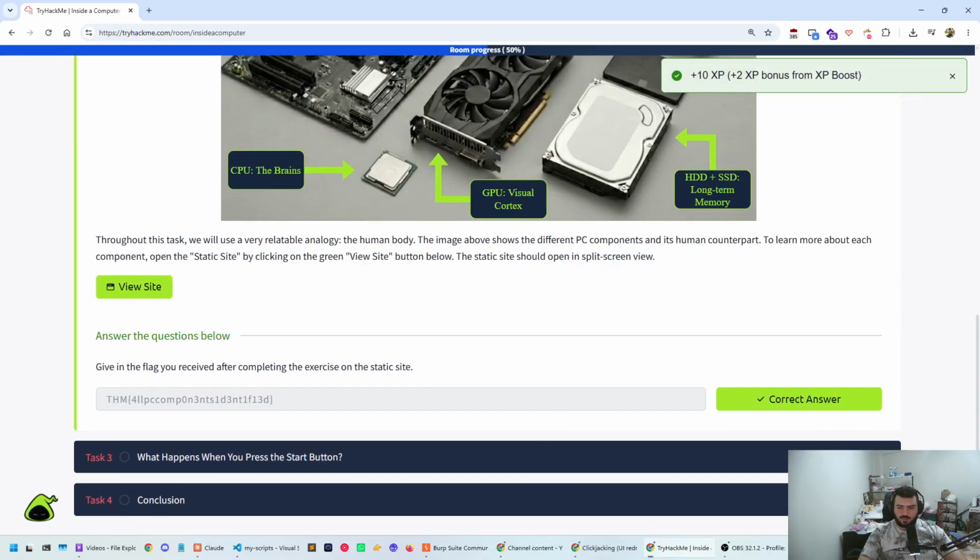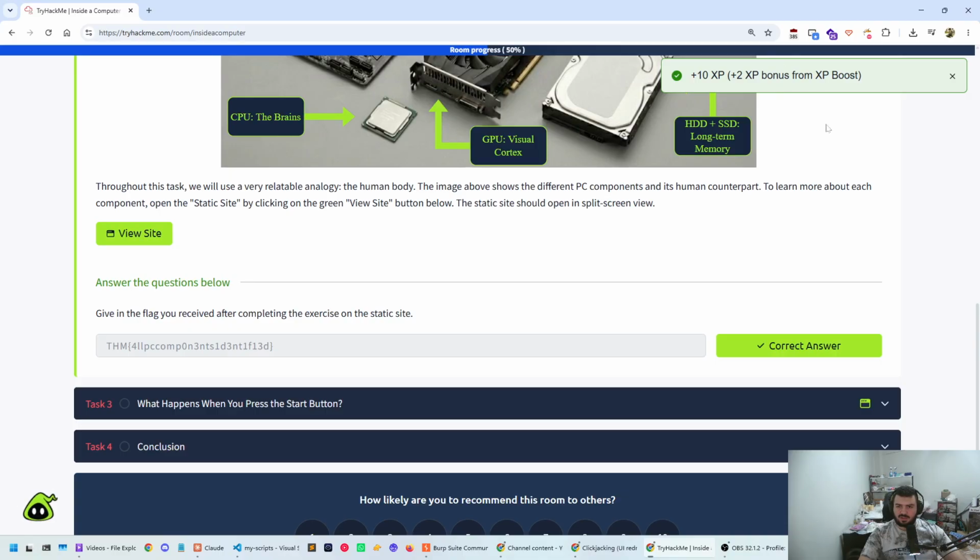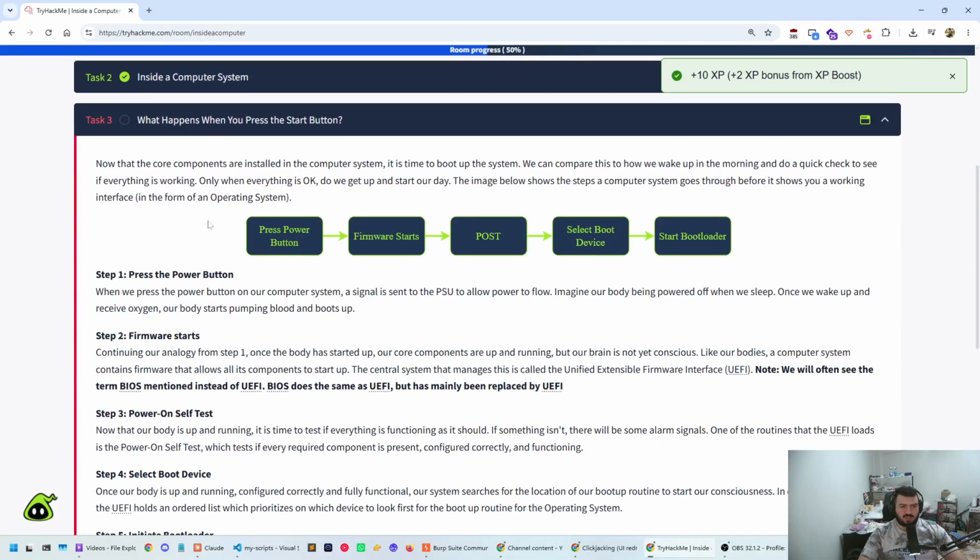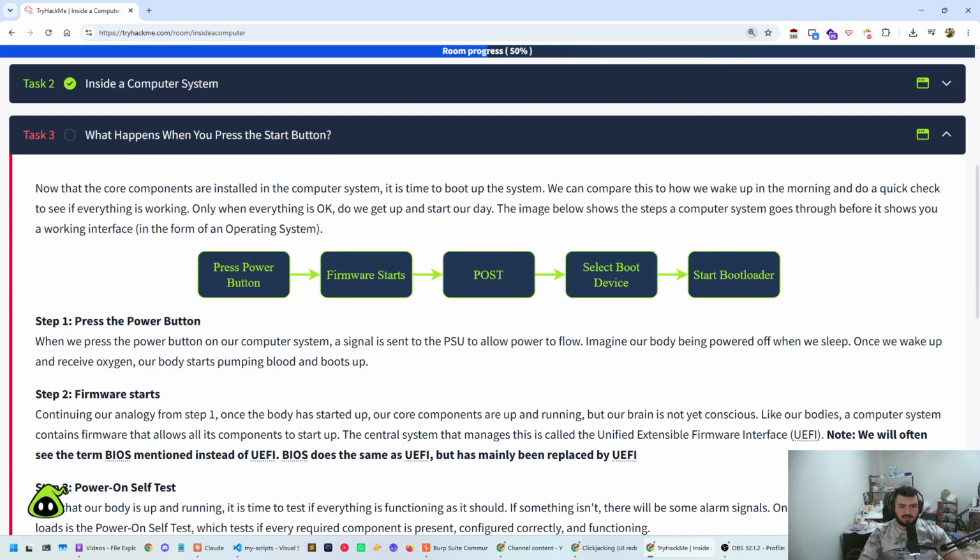Right, we got this up and running. And then we have the boot section, okay. What happens when you press the start button? Let's check now. Now that the core components are installed in the computer system, it is time to boot up the system. We can compare this to how we wake up in the morning and do a quick check to see if everything is working. Only when everything is okay do we get up and start our day.